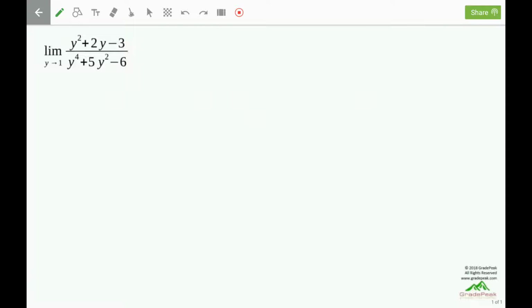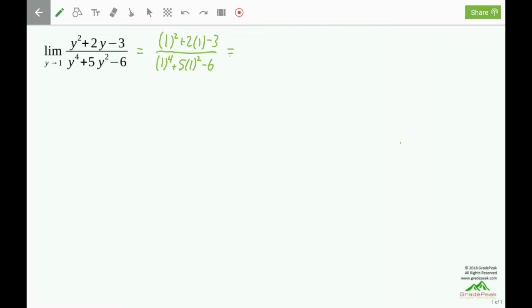Limit as y goes to 1 of y squared plus 2y minus 3 over y to the 4th plus 5y squared minus 6. First thing we're going to do is plug a 1 in for each of the y's. We will have 1 squared plus 2 times 1 minus 3 in the numerator. And then 1 to the 4th plus 5 times 1 squared minus 6 in the denominator.